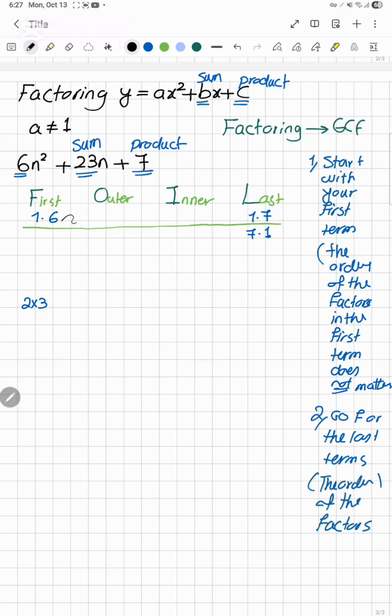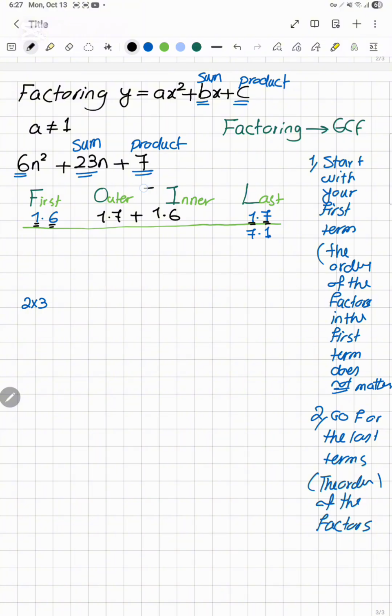Over here, we have 4 terms. The outer terms are the terms that are the furthest from each other, such as in this example, 1 and 7 are the furthest from each other, or they're the terms standing in the outer parts. So it's going to be 1 times 7 for the outer. And the inner terms are the terms that are the closest to each other, which is going to be 1 and 6. So it's going to be 1 times 6.